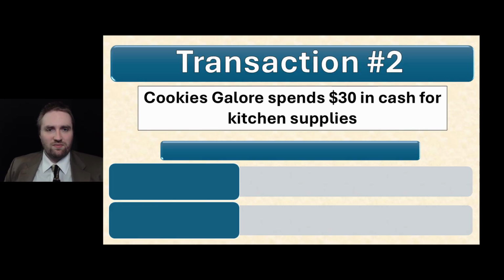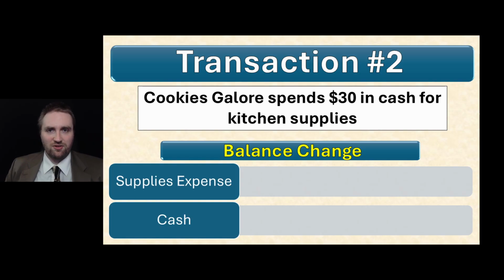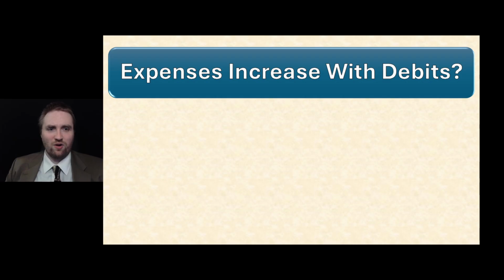Transaction number 2. Cookies Galore spends $30 in cash for kitchen supplies. Step by step. This decreases the cash account by $30 and increases the supplies expense account by $30. Cash is an asset, which decreases with a credit. Supplies expense is an expense, which increases with a debit. Wait a minute. Aren't expenses on the right-hand side of the accounting equation? Doesn't that mean they should increase with a credit?